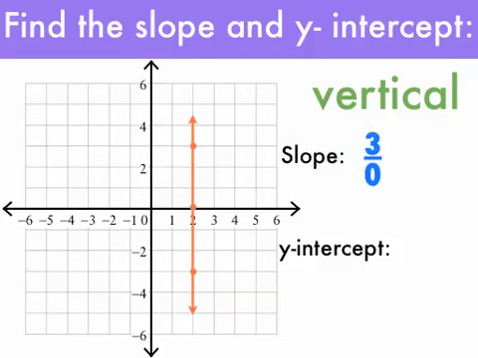If you remember, we cannot divide by 0. So when we have a vertical line which has a run of 0, our slope is going to be called undefined.